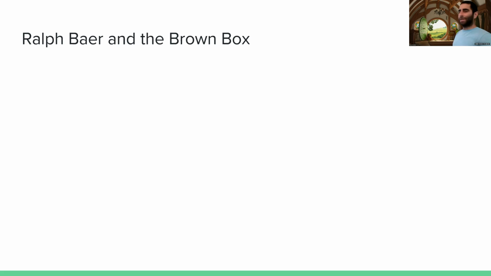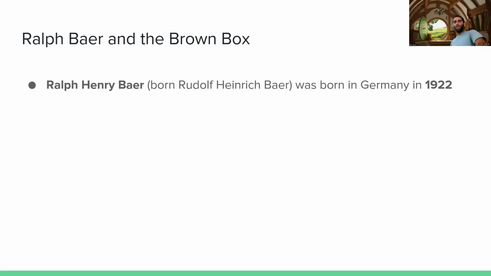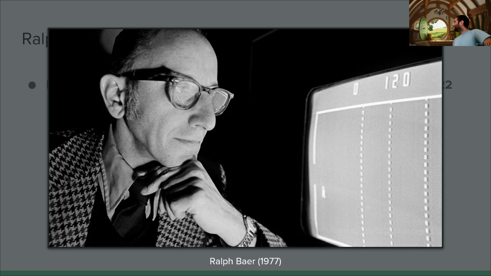So one of the last topics that I'm going to talk about today is called the brown box. So there's this guy, Ralph Henry Bayer. He was born in Germany in 1922 as Rudolf Heinrich Bayer. And here's a photo of him that was taken in 1977. He was a big pioneer of video games.